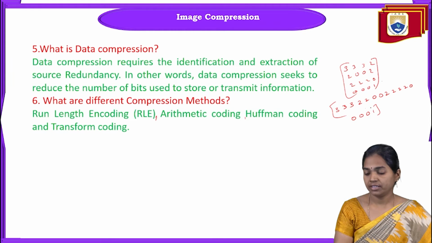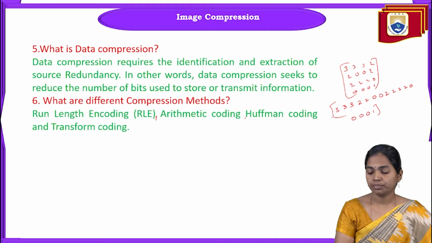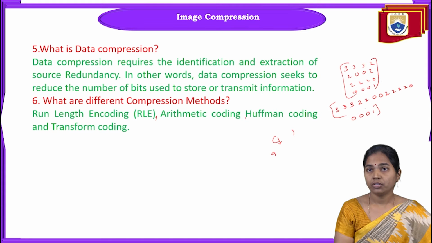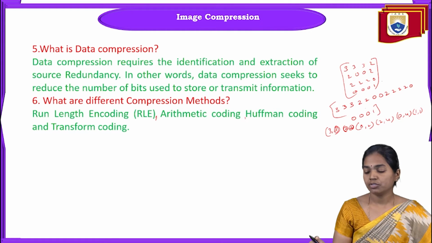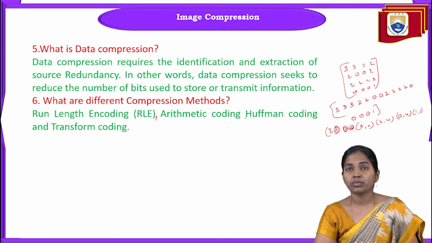From this sequence, the first value represents the gray level or pixel value, and the second represents the number of occurrences. So we represent 3 comma 3, 2 comma 2, 0 comma 2, 2 comma 4, 0 comma 4 and 1 comma 1. Here 3 is the pixel value and the number of occurrences is 3 times. Like that we can encode the run length code.